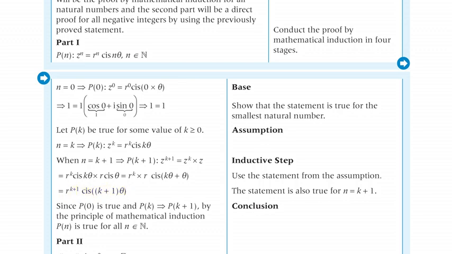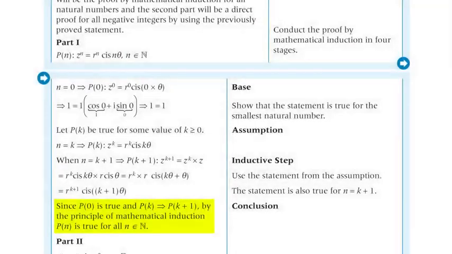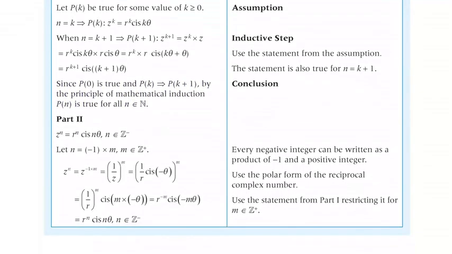The last step of mathematical induction is the conclusion. Since P0 is true and Pk implies P(k plus 1), by the principle of mathematical induction, Pn is true for all natural numbers n. The second part of the proof will be a direct proof using the previously proved statement by mathematical induction.